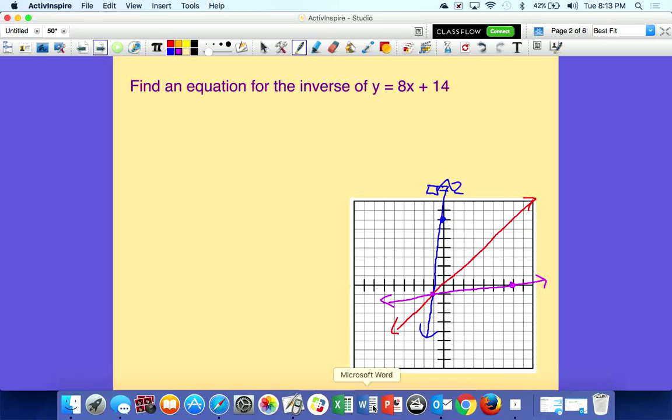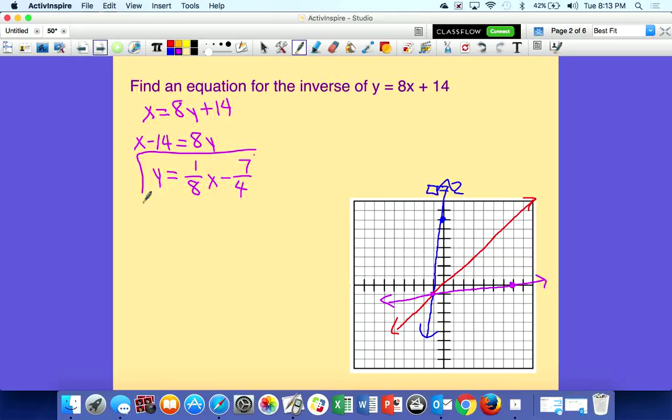Now the problem with that line is, how do we find the equation? Well, technically we don't even have to graph this to find out what the equation is. We could flip x and y down here for our points. We can also do that in the equation. So we would have x equals 8y plus 14. And you can do that as long as you solve this for y. So we'd have to subtract 14 and divide by 8. So y equals 1/8 x minus 14 over 8, or 7 over 4.